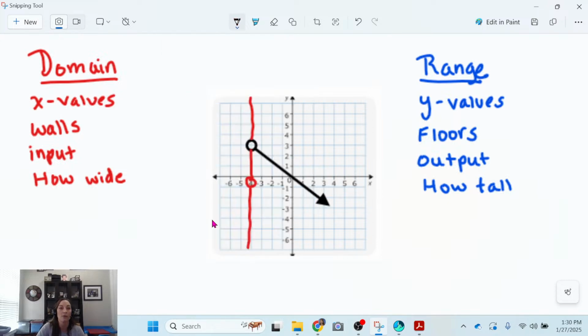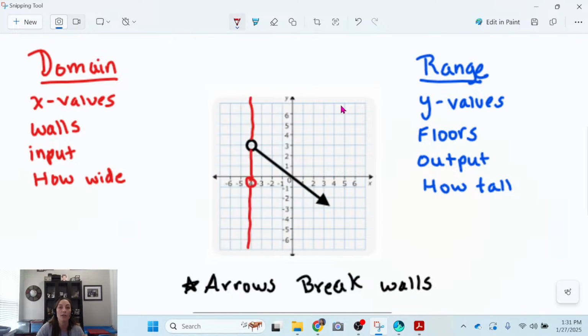So let me make that note up here. Arrows break walls. Please, please, please remember you cannot draw a wall on the arrow, okay? So if I were to try to draw a wall right here at the end of that arrow, bam, it breaks, okay? So I'm going to go ahead and just take that off because I know that I cannot put a wall right there.